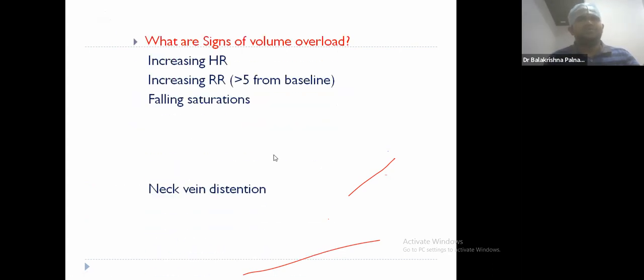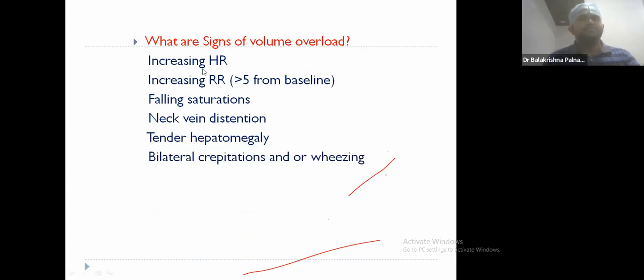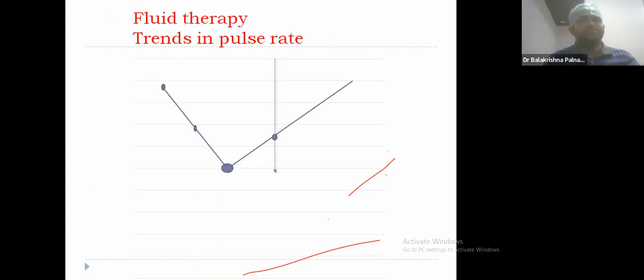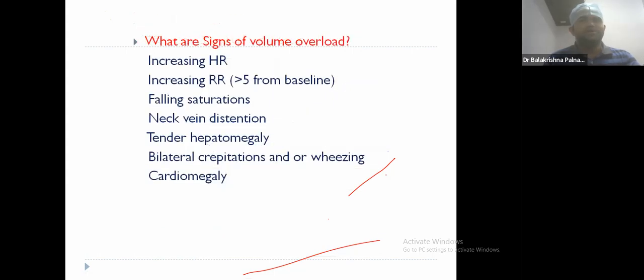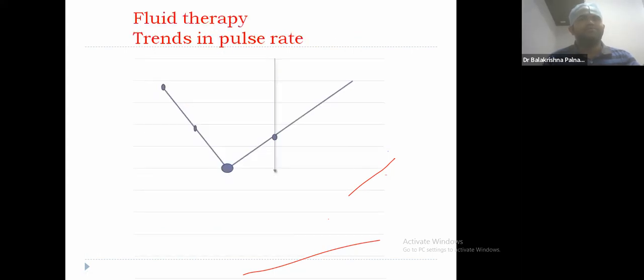So what are the signs of volume overload? The first thing is increasing heart rate and increasing respiratory rate. Later on you will see hepatomegaly, crepitations or wheezing. So whenever you are giving a fluid bolus, if you see increasing heart rate or increasing respiratory rate, you definitely need to stop the fluid bolus there. The last part is crepitations, wheeze or tender hepatomegaly.